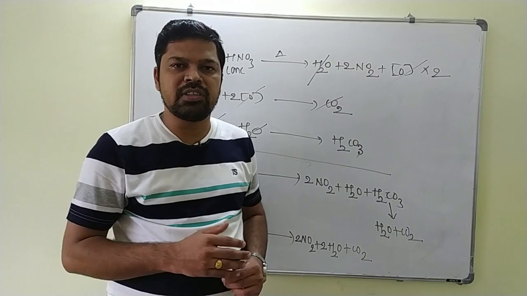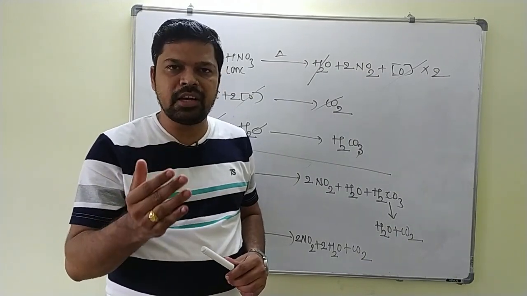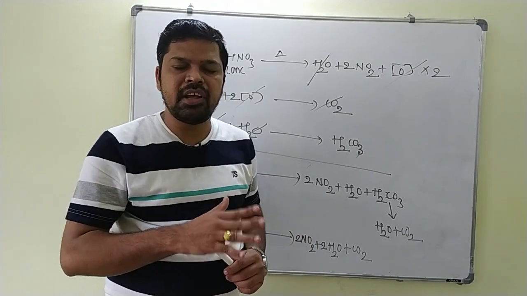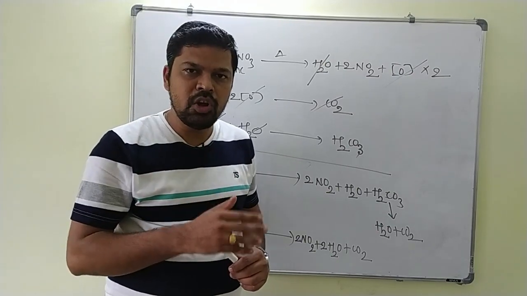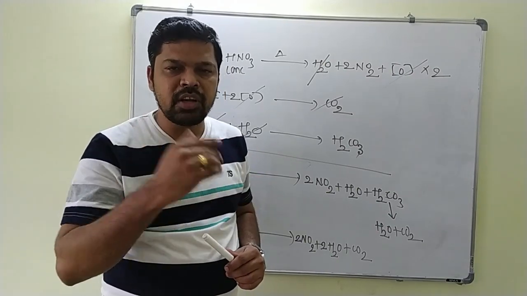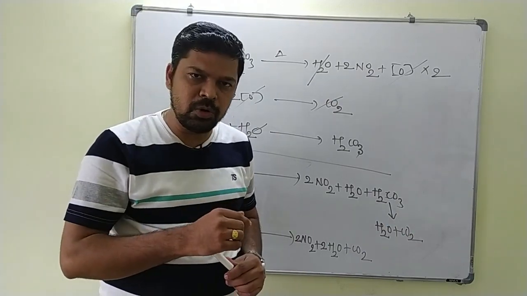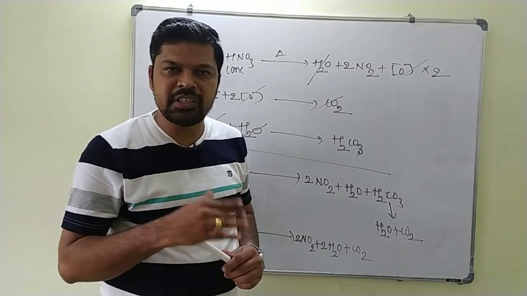In this one you have to concentrate mainly on the oxidation of copper and zinc with the concentrated HNO3 and dilute HNO3. Keep in mind, copper with the dilute HNO3 gives what? NO. Copper with concentrated HNO3 gives what? NO2. Zinc with the concentrated HNO3 gives NO2. Zinc with the dilute HNO3 gives what? N2O. These are very important points you have to remember.